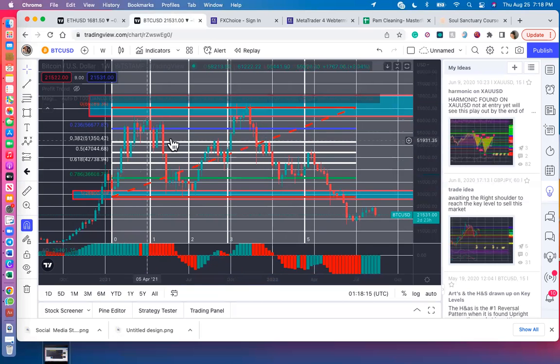And then we just had this structure. Bitcoin likes to visit this 236, and it also likes to visit this 786 quite a bit. So we have this large rejection here off the supply, and then this structure set up here. It is also the beginning of that harmonic that we had drawn here.